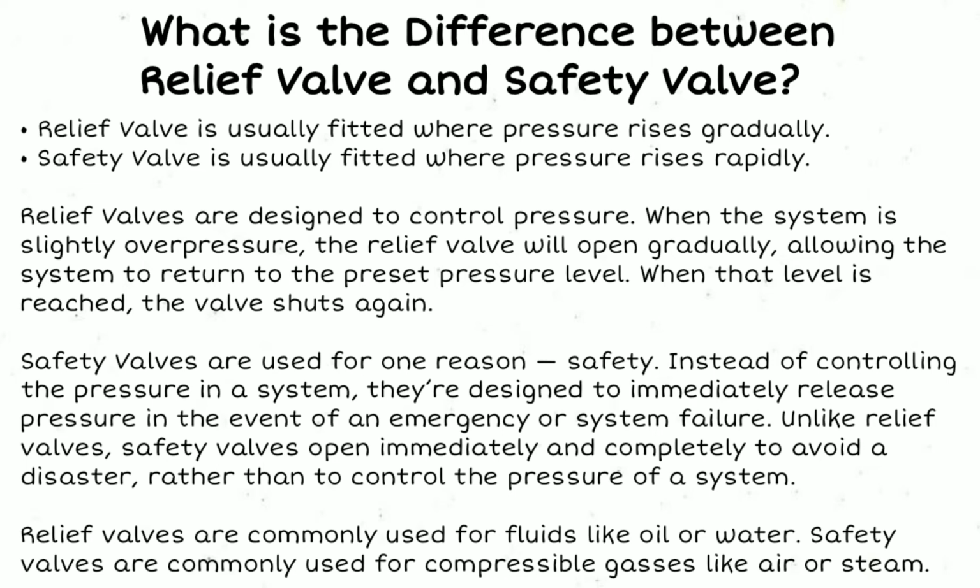Safety valves are used for one reason: safety. Instead of controlling the pressure in a system, they're designed to immediately release pressure in the event of an emergency or system failure. Unlike relief valves, safety valves open immediately and completely to avoid a disaster, rather than to control the pressure of a system. Relief valves are commonly used for fluids like oil or water. Safety valves are commonly used for compressible gases like air or steam.